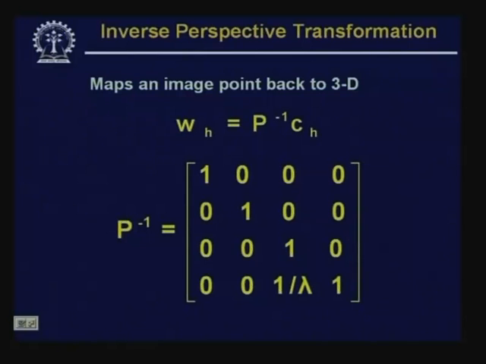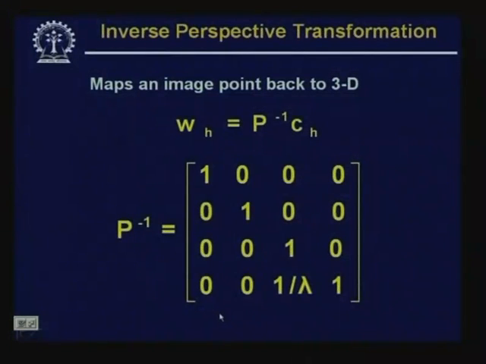again we make use of the homogeneous coordinate system, that is, the camera coordinate or the image coordinate point C will be converted to the corresponding homogeneous form, which is given by Ch, and the world point W will also be obtained in the homogeneous coordinate form Wh. And we define an inverse perspective transformation P inverse, which is given by the matrix 1 0 0 0, 0 1 0 0, 0 0 1 0, and 0 0 1 upon lambda 1.